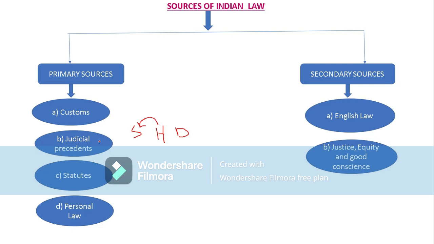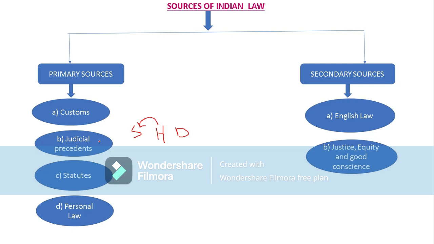Judicial precedent means that the subordinate courts are bound to follow the judgment of the previous higher court or superior court. Or else we can say that previous decided judgments are to be followed by the subordinate courts.